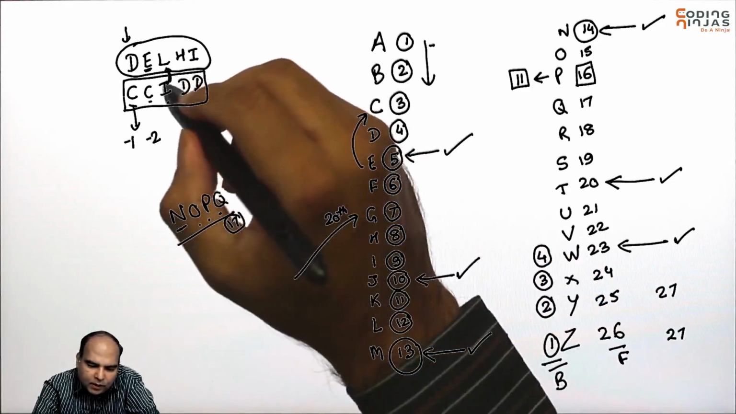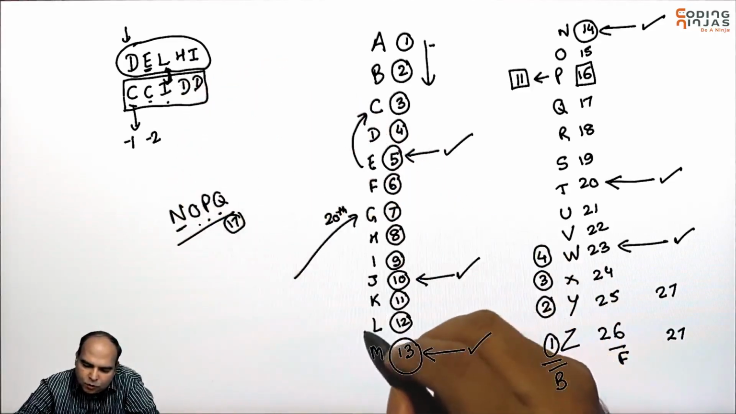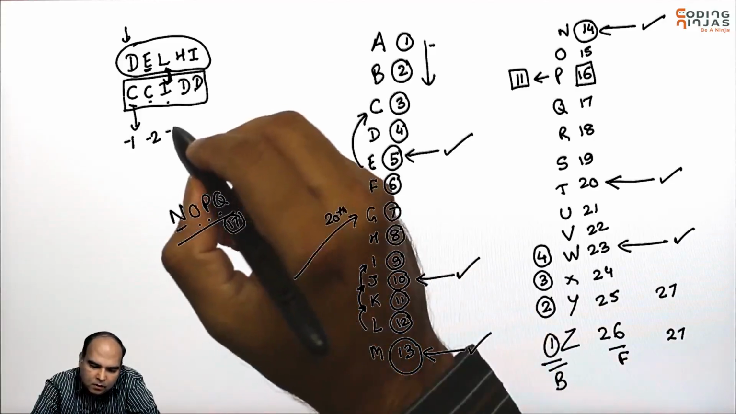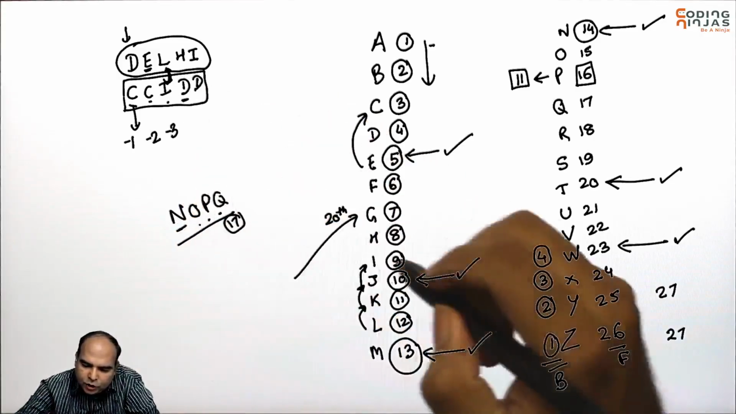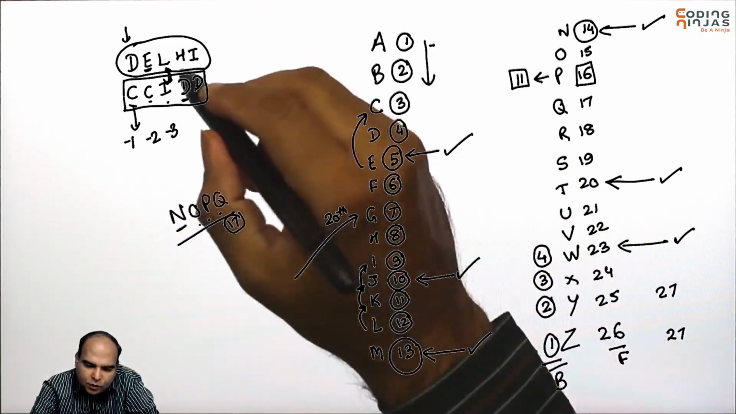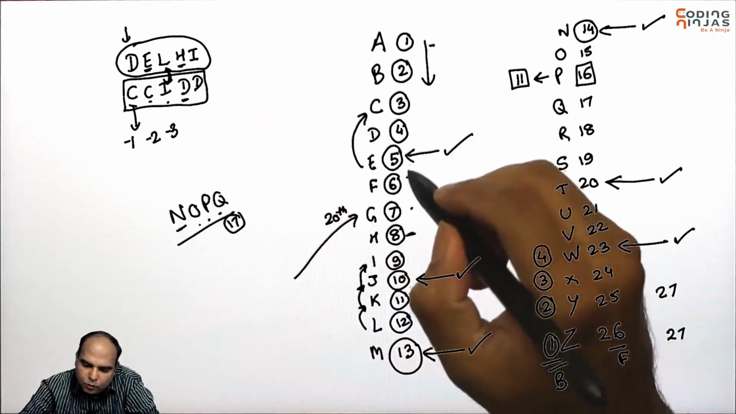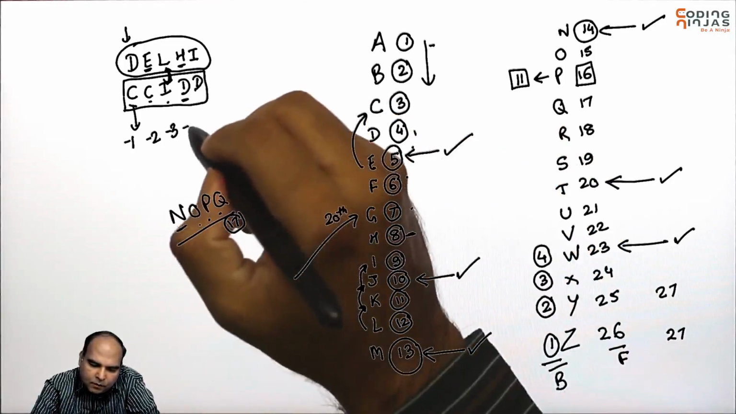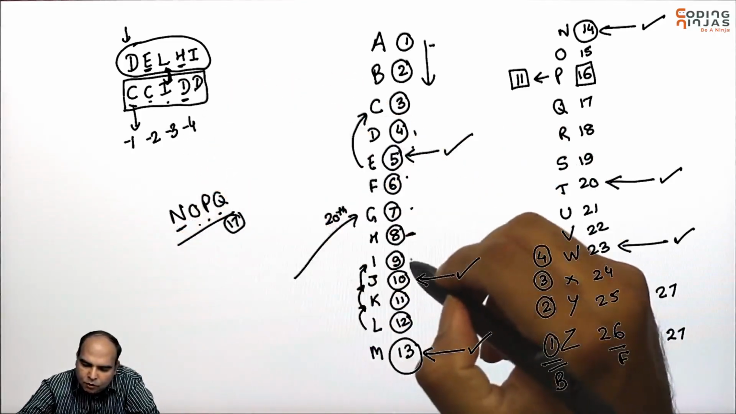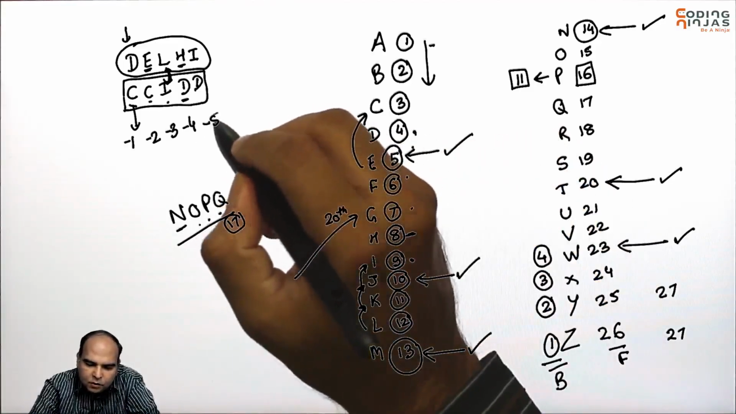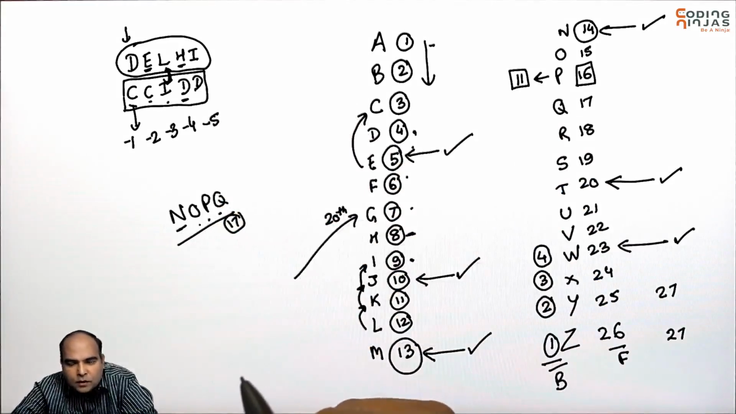For L, you're going to I, which means you're going -1, -2, -3. With D, you're going to H. With H, you're going to D: 1, 2, 3, 4, -4. And with I, you're going to D again, which means a -5. So you recognize the pattern of this question.